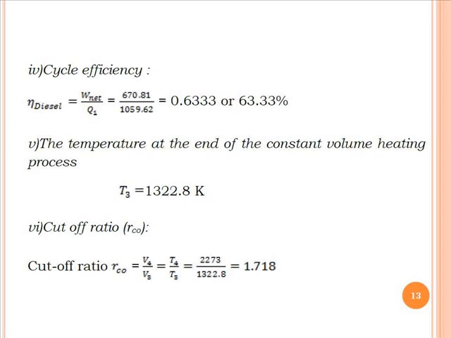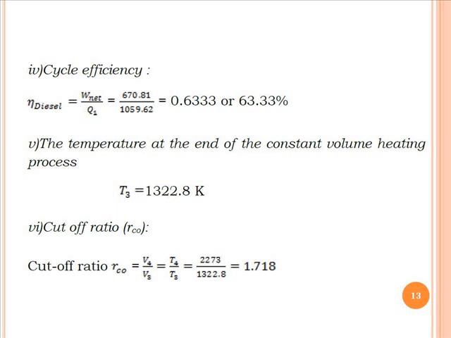So cycle efficiency is the ratio of net work available divided by supplied heat. So the net work which is calculated, that is 670.81, divided by total heat supplied, that is 1059.62, and based on that we will get the efficiency of the dual cycle, that is 63.33%. Now our next task is to find out the temperature at the end of the constant volume heating process, that is T3, and that value is known to us, that is 1322.8.